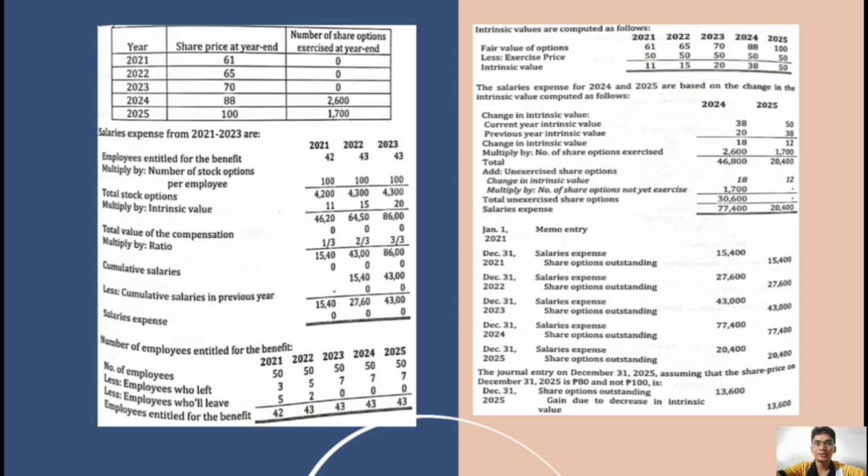Allocating compensation over 3 years. Since stock options are typically vested over multiple years, the total value is allocated proportionally. In 2021, one-third of 46,200 is 15,400. In 2022, two-thirds of 64,500 is 43,000. In 2023, three-thirds of 86,000 equals 86,000.